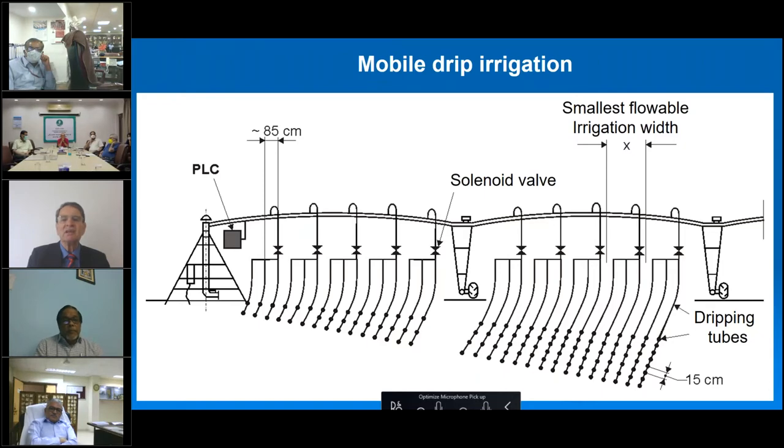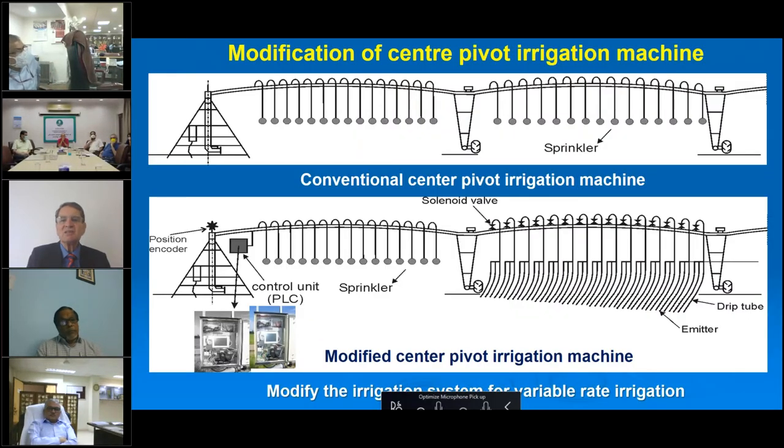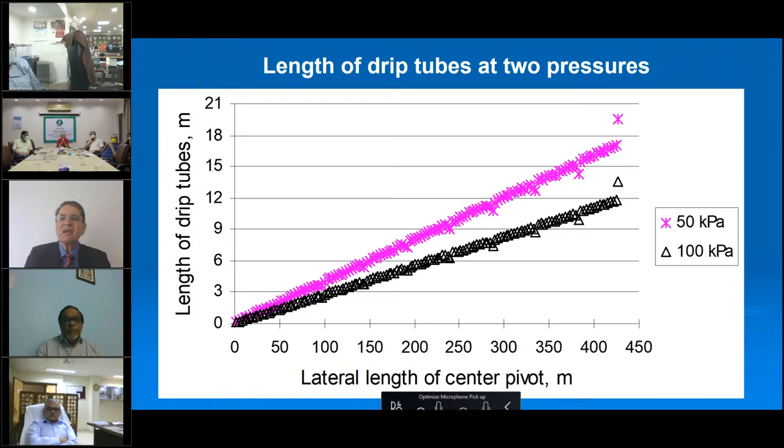And that is also looking at application on a variable rate methodology where water can be applied according to the soils, according to the crop, plants per hectare, and apply the water correctly. So there's modification on center pivots with controllers that will draw the dripper lines behind the pivot, applying the water. And you can see the length of the drip tubes at two pressures. If a pivot is around 400 meters in length, the length of the dripper with 100 kilopascals will be in the order of 12 meters.